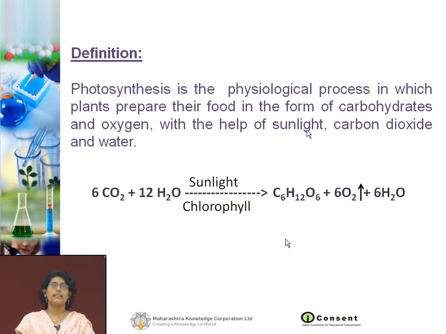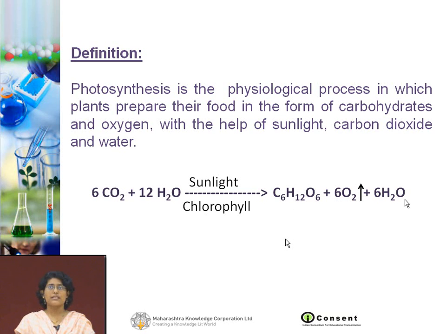What we have said is that sunlight, carbon dioxide and water are used. 6 molecules of carbon dioxide, 12 molecules of H2O, that is water, are used by chlorophyll, and the sunlight is also used along with this, and the reaction takes place between carbon dioxide, water molecule and sunlight in chlorophyll to give C6H12O6, that is glucose. And what are the byproducts? Molecular oxygen, or the gaseous oxygen, is released and water molecules are produced.